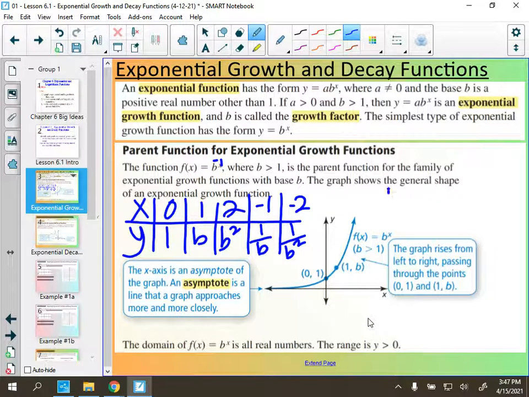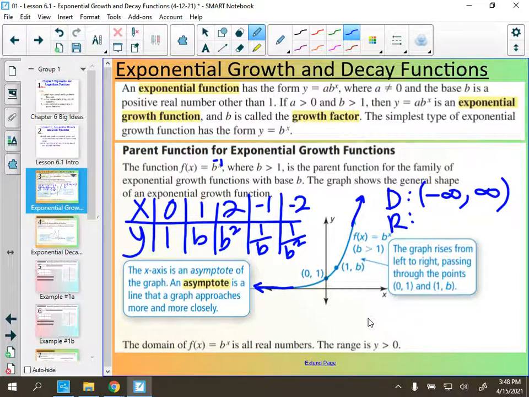Domain-wise, just seeing the graph. Remember, we're thinking left to right. What's the furthest left this graph goes? Forever. There's not a number that we couldn't plug in and take a base to a power, and then same thing to the right. We're going to the right forever as well. So we've got negative infinity to infinity, all real numbers domain.